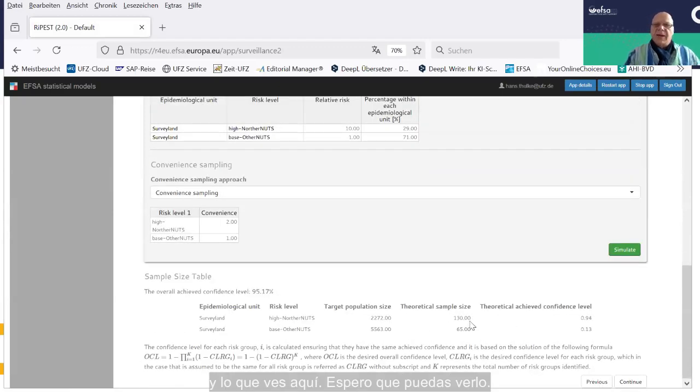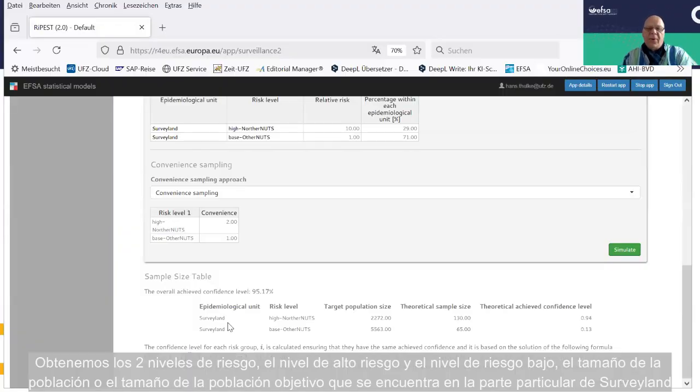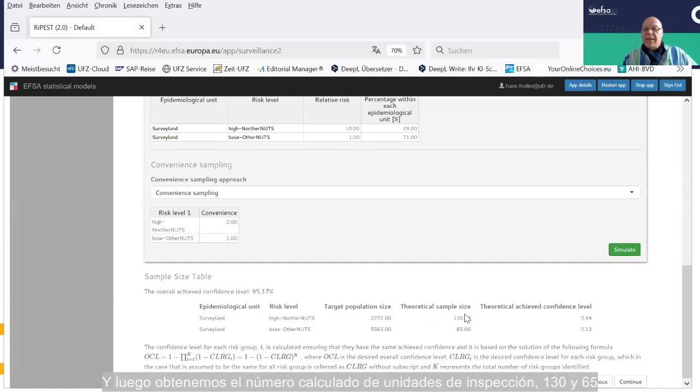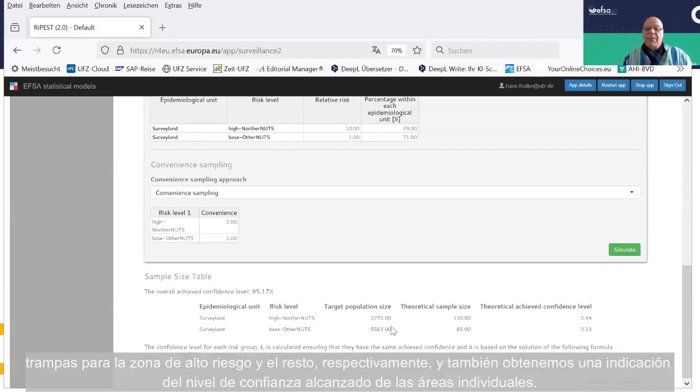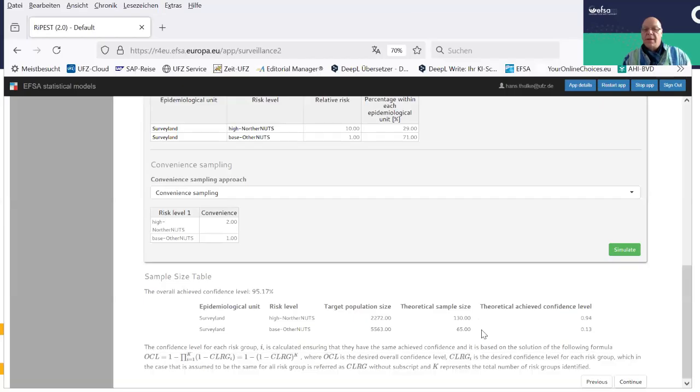And what you see here, I hope you can see it. We get for the two risk levels, the high risk level and the low risk level, the target population size that falls in the particular part of Surveyland. And then we get the calculated number of inspection units, 130 and 65 for the baseline. And we also get an indication of the achieved confidence level from the individual areas. So remember 130 and 65, right?